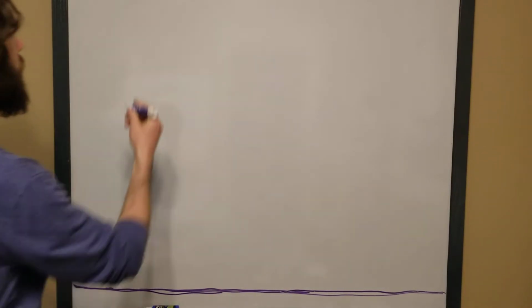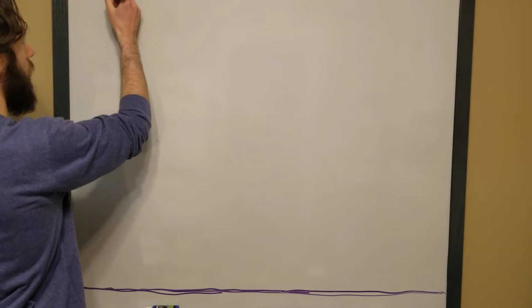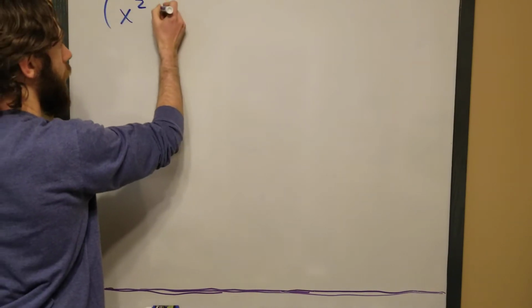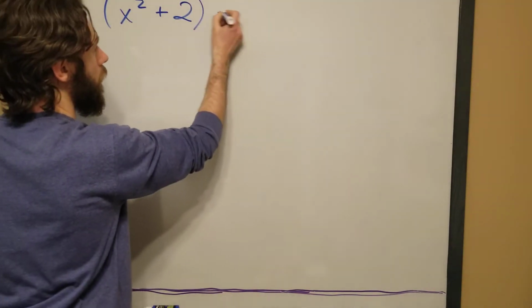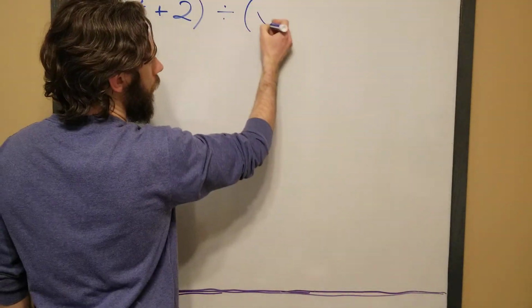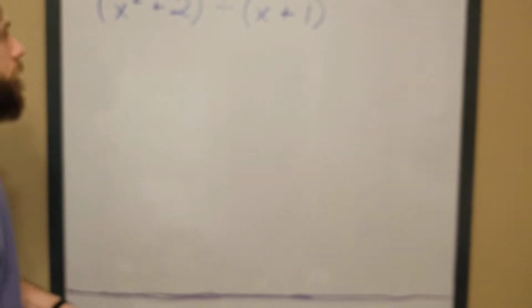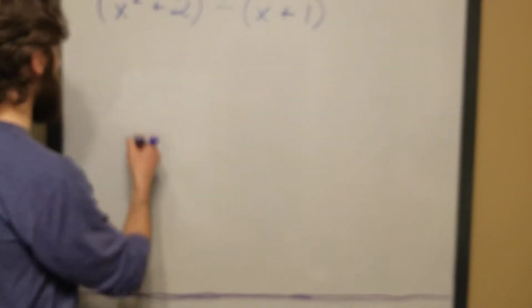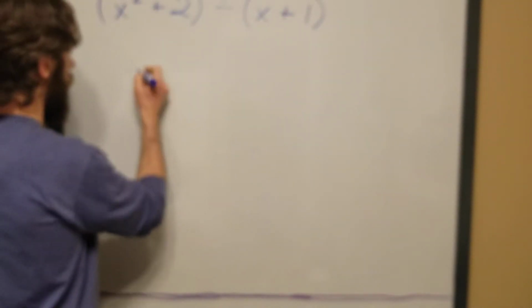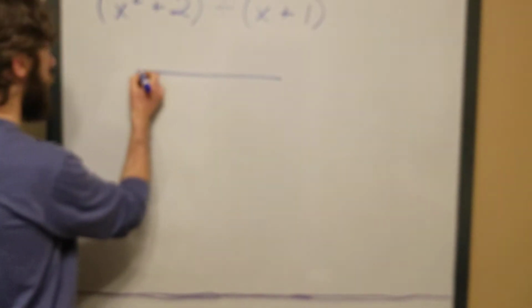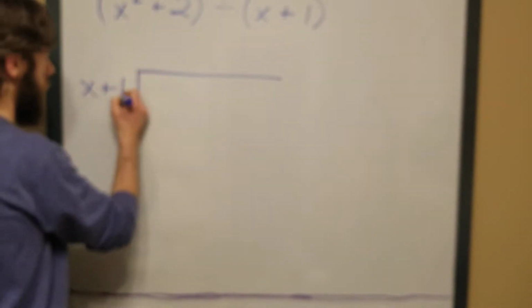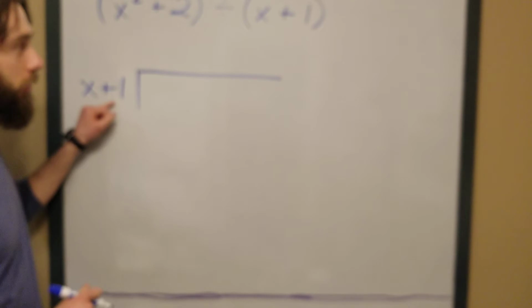Okay, so let's look at how we could divide something like x squared plus 2 by x plus 1. So, starting out, we'll put x plus 1 as the divisor out here.